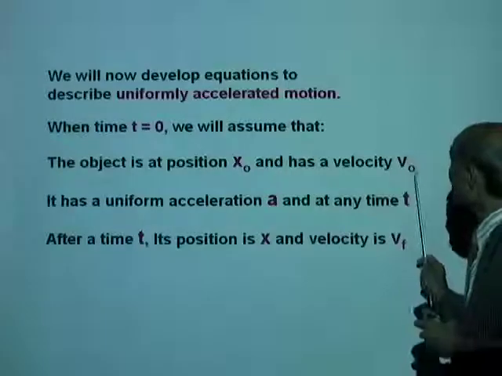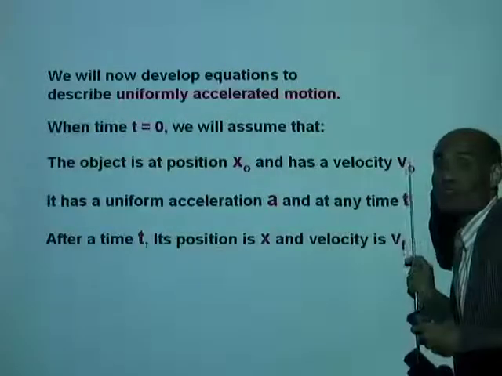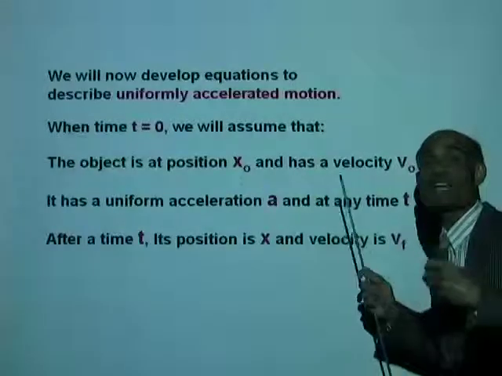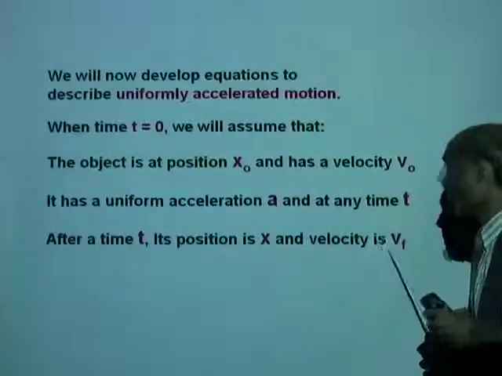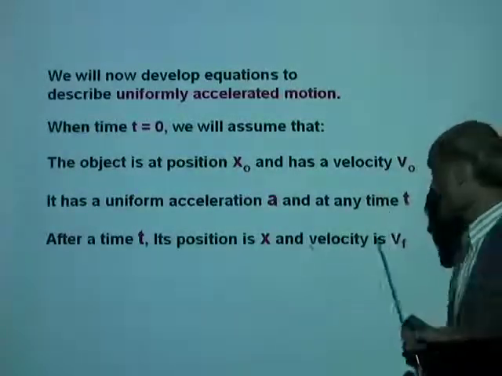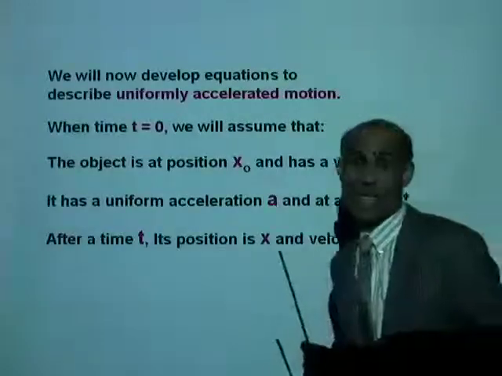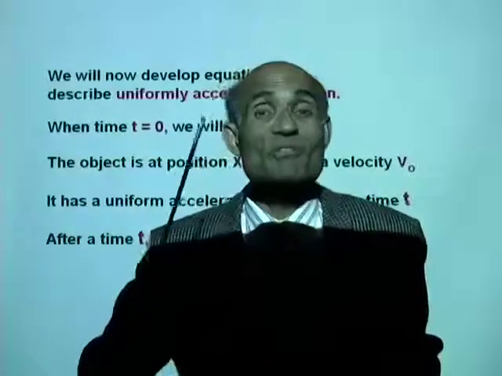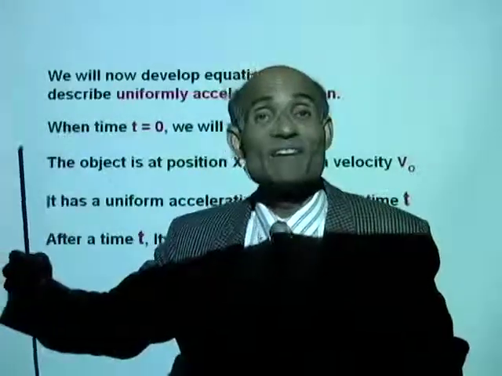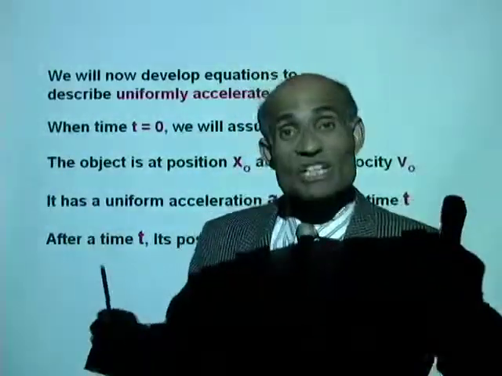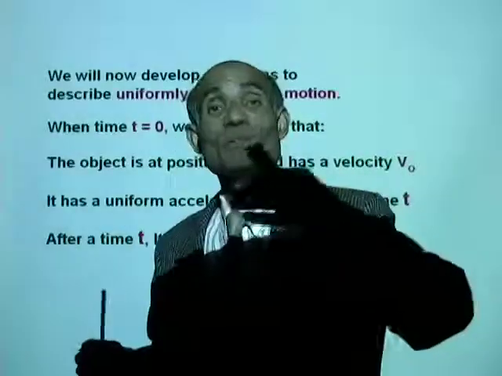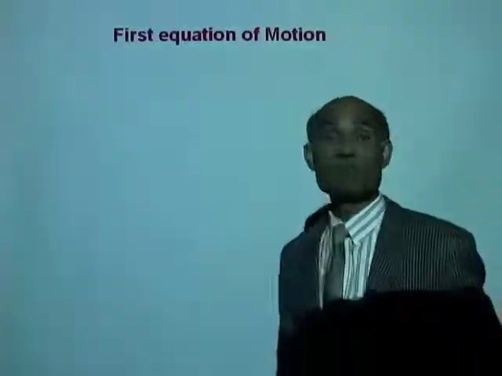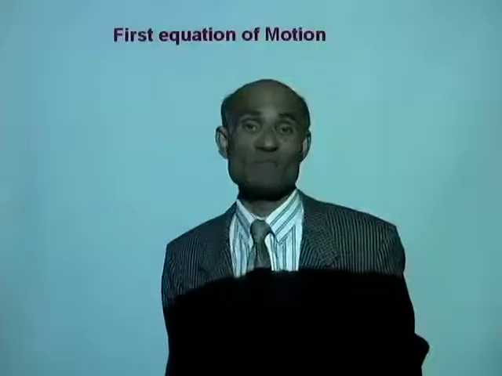You see that? As I told you, very often I will use v sub i for v0, initial velocity, and v sub f for final velocity. And I have also a habit. In place of v sub f, I will simply use v. V is the velocity at any given time, the final velocity. All right, let's develop the first equation of motion.